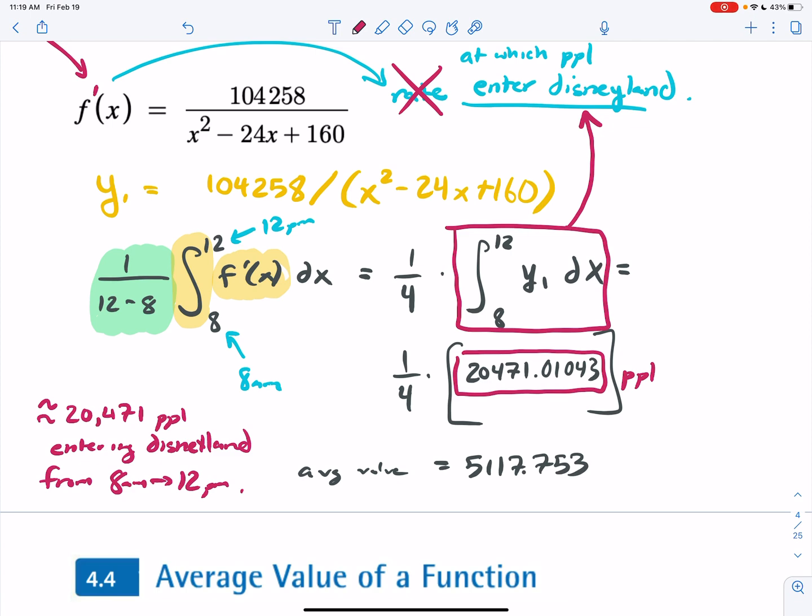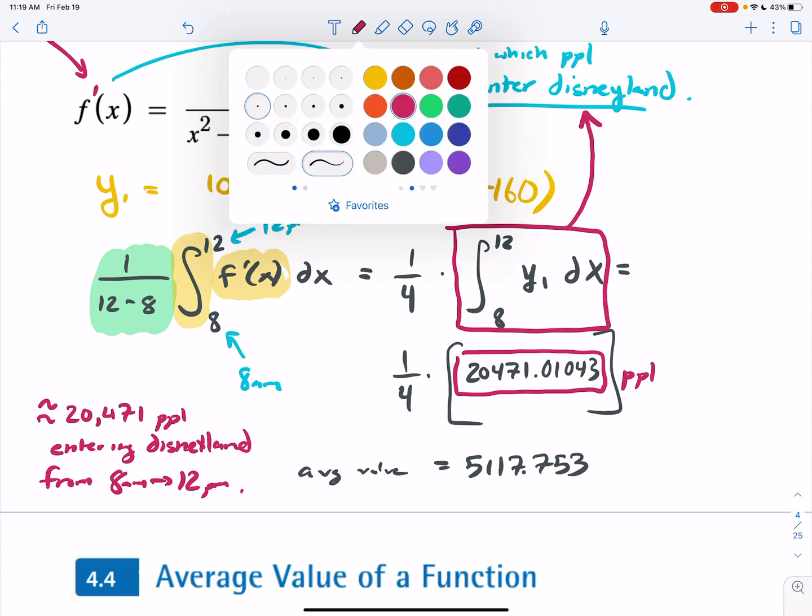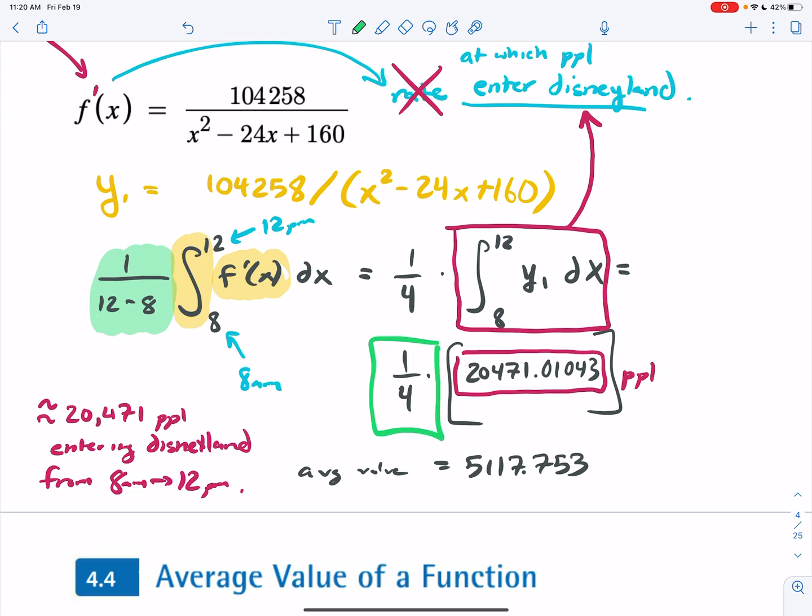Okay? So, think about this context here. The 1/4. What does the 4 represent? The 4 represents the amount of hours, because if you're going from 8 to 12, that's really hours. So if you're dividing it by 4 hours, this goes back to a rate. So this average value represents the amount of people that enter the park per hour. So roughly every hour, you got about 5,000 people entering the park.